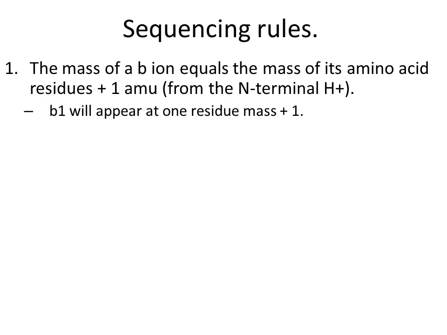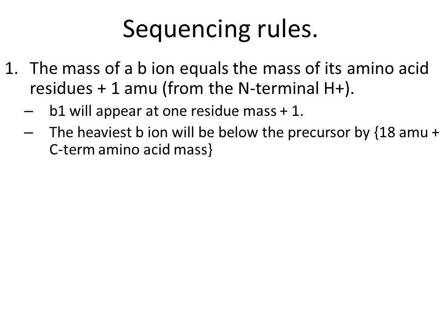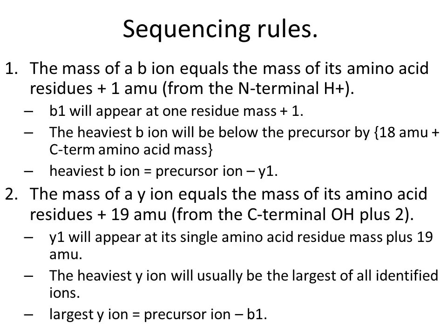Because of the way atoms rearrange after fragmentation, the mass will be the parent's mass minus the sum of the mass of the amino acid plus 18, the mass of water, which is the same as the parent mass minus the mass of Y1. Starting from the other end, a Y ion's mass will be the sum of all the amino acids in the sequence plus 19 because of a hydroxyl group and 2 other hydrogens.